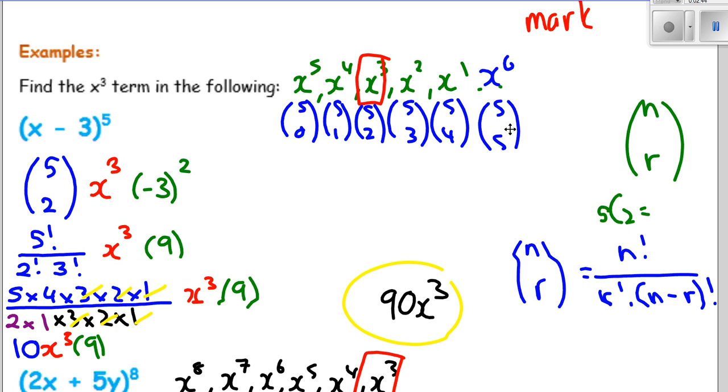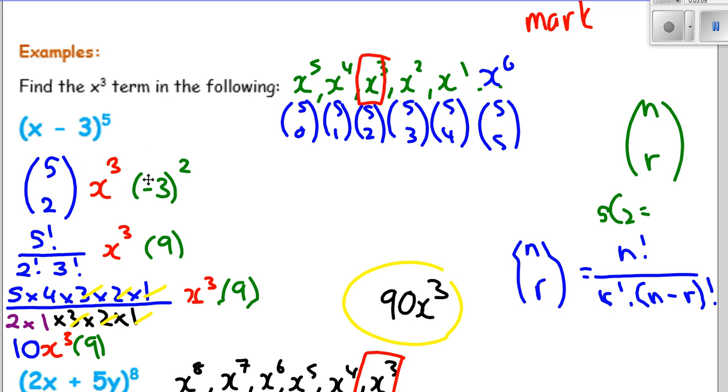So we use 5C2 as our binomial coefficient, nCr. The examiners like to see this brackety part here, 5C2. And if it's the x cubed term, then of course this one's going to be to the power of 3, and negative 3 must be squared, because this plus this must add up to 5. Yeah, good. And then you just work out what that is.